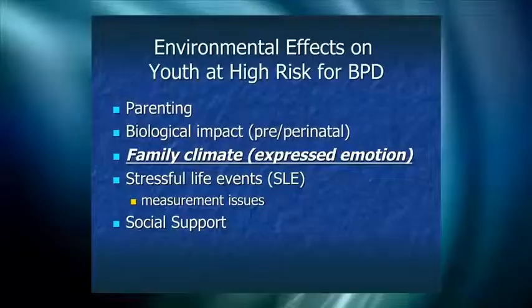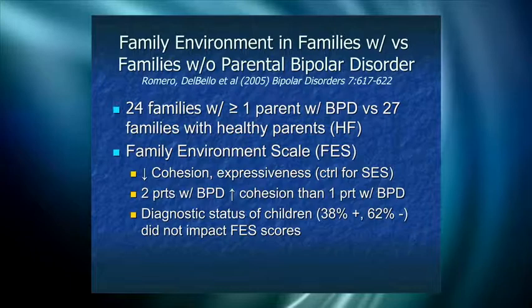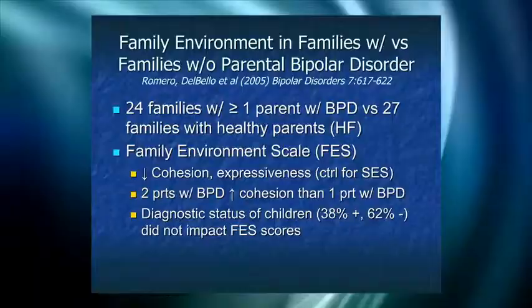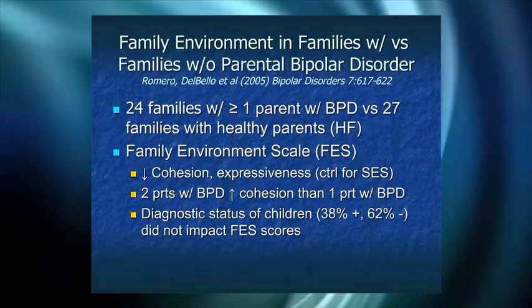How about family climate? What do we know there? A study done looking at family environment in families with compared to families without parental bipolar disorder. They compared 24 families with and 27 families with healthy parents, and they used the Family Environment Scale, which is commonly used. I'm not sure that it's the most perfect instrument to really get at critical features in bipolar disorder, but it's a commonly used instrument. What they found, lower scores on cohesion and expressiveness, controlling for SES. The kind of oddball finding, when two parents had bipolar disorder, they had more cohesion than one parent with bipolar disorder. The diagnostic status of the children did not impact FES scores.